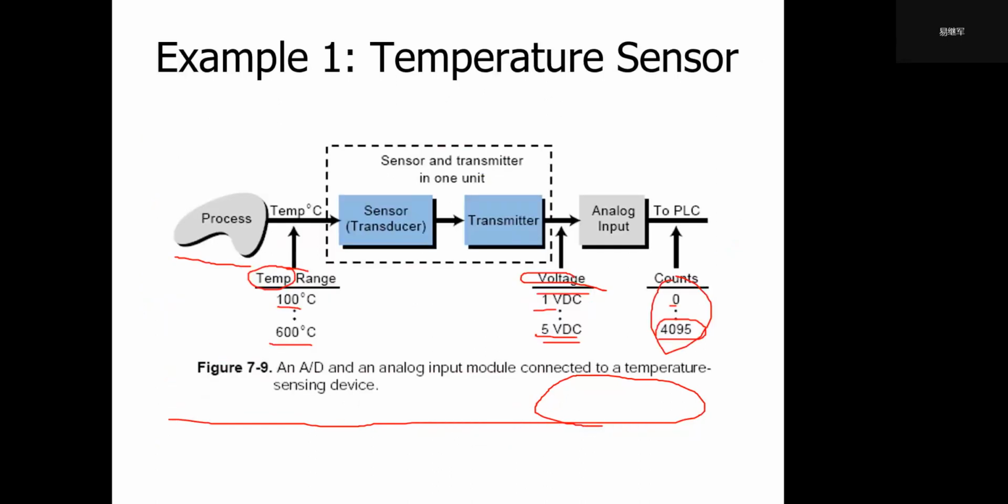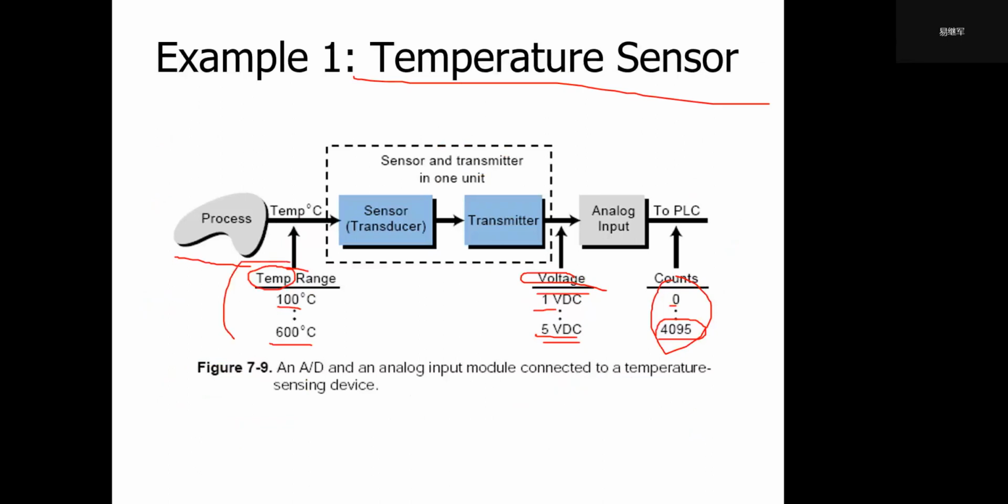And this example is about the temperature. This temperature is converted to voltage, and the voltage is converted to the digital value. This range is 500. This is 4,095.